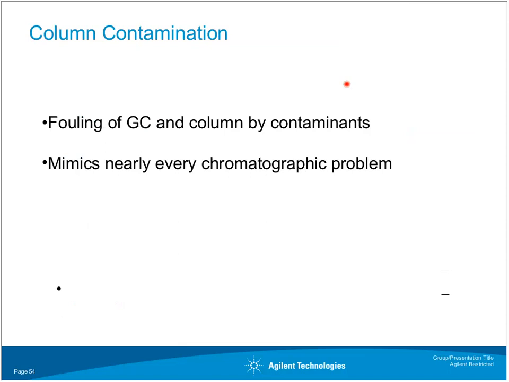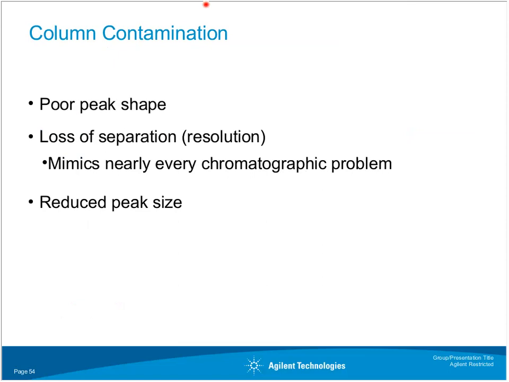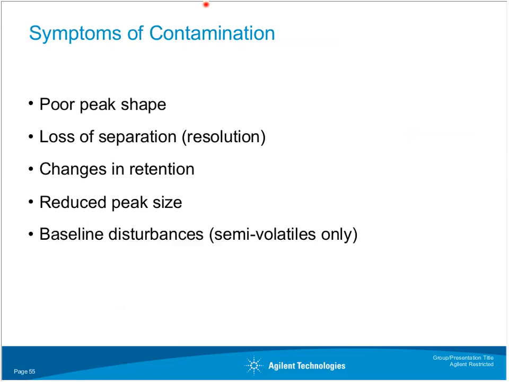Column contamination mimics nearly every chromatographic problem, same as the inlet issues. So this is where it gets a little bit tricky to discern if it's an inlet problem or a column problem. But typically, you can almost go by peak shape to pinpoint, or at least put some focus on one area versus the other, as far as chromatographic problems or peaks go.